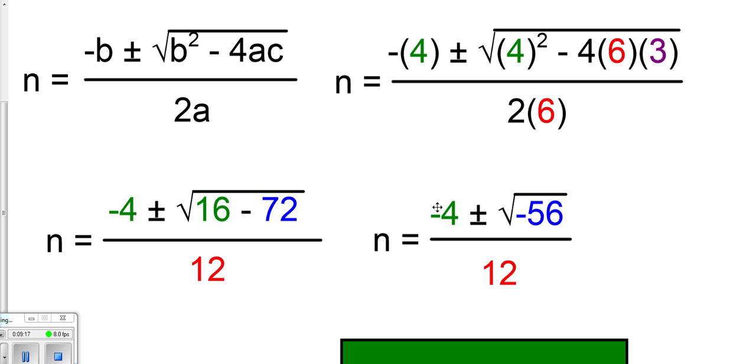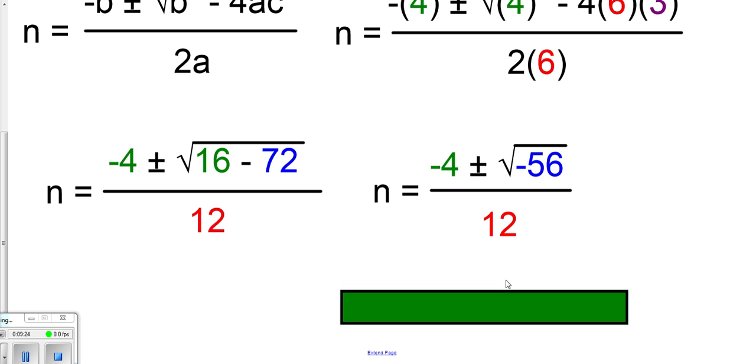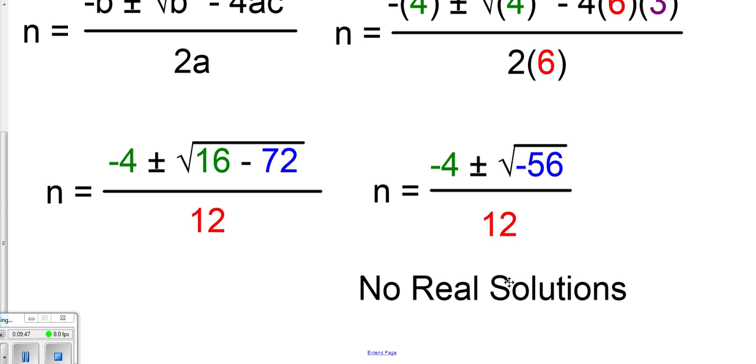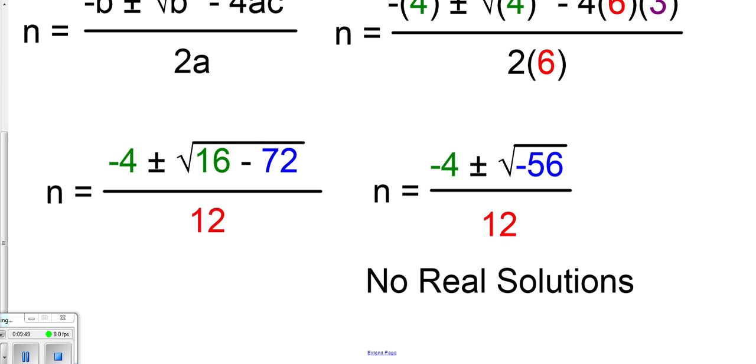Simplifying underneath the square root, we'll have negative 4 plus or minus the square root of negative 56 all over 12. Now at this point, we will notice we have a square root of a negative number. We cannot do the square root of a negative number. There is no real answer for that. Whenever you have two numbers being multiplied, whether they are positive or negative, they will come up to a positive answer. So square root of a negative is impossible. So at this point, you would then call it no real solutions. There are no real solutions to something like this.